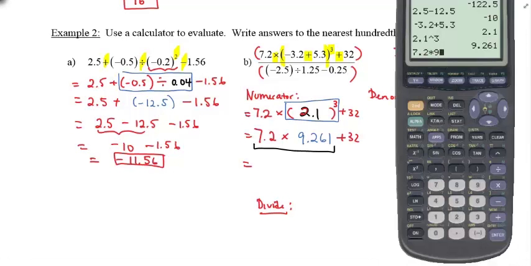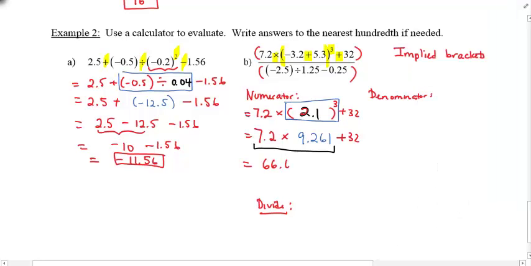7.2 times 9.261, 66.6792. 66.6792, and we're going to add to that 32, and that gives us the answer of 98.6792. Now this is just our numerator. Okay, let's do the denominator.